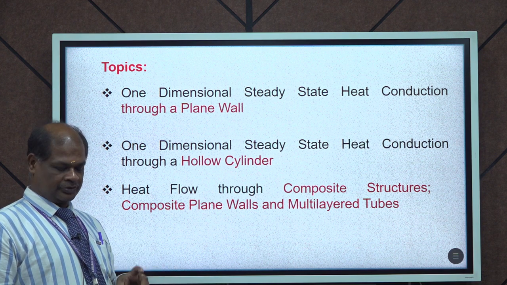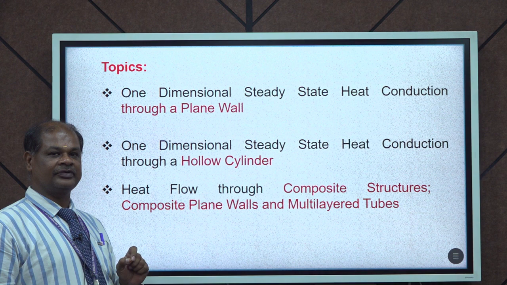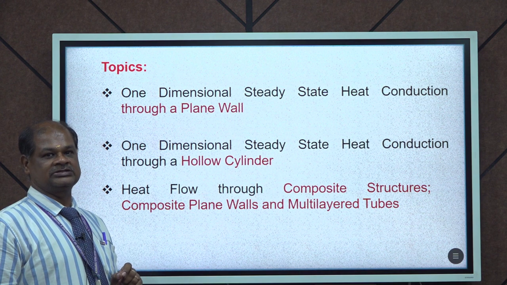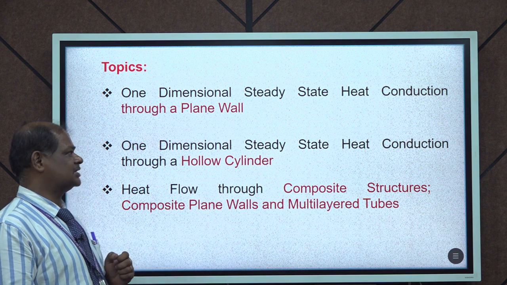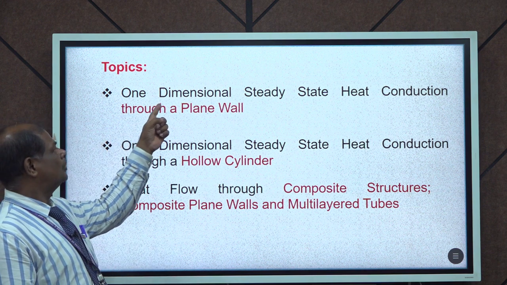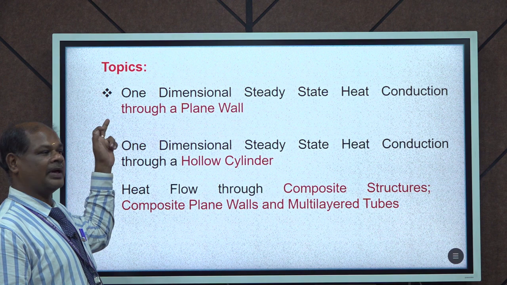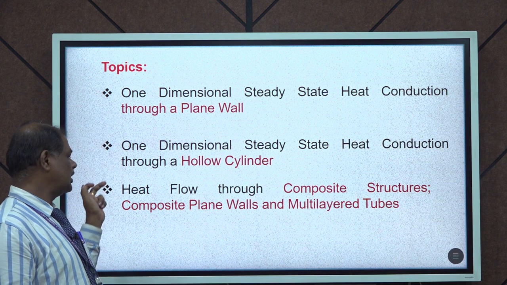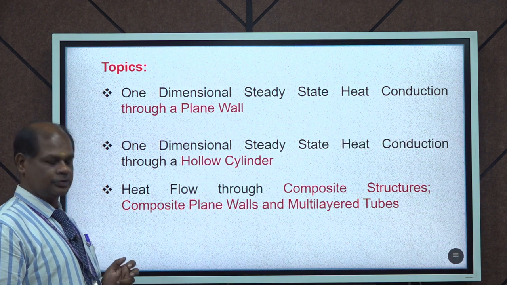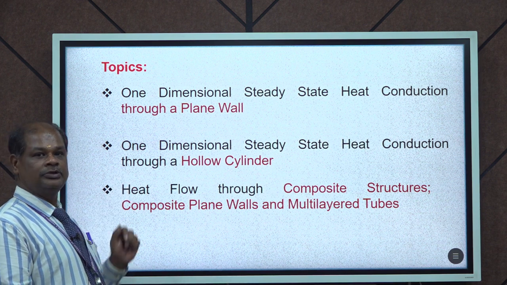So based upon Fourier's law, the heat is transferred from one place to another by conduction. Here we are going to see how the heat is transferred through various surfaces. For example, one-dimensional steady-state heat conduction in a plane wall, then in a hollow cylinder, and one-dimensional heat flow through the composite cylinder. So these are the topics we are going to see today.